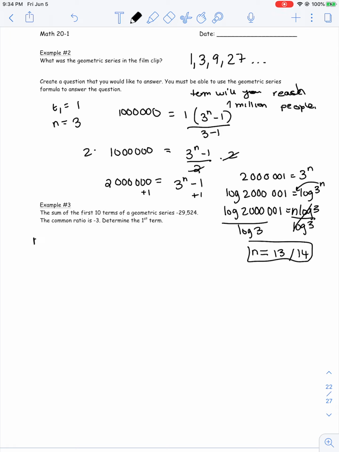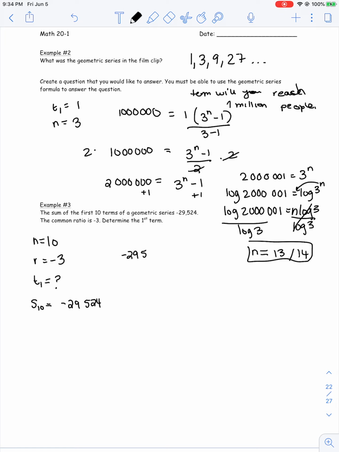So in this next one, they're saying that there are 10 terms. So n is 10. And the common ratio they're giving us is -3. They want us to figure out what T1 is, which is not given. But they tell us that the sum of 10 terms is equal to -29,524. So as you can see, we have most of the information except for T1.